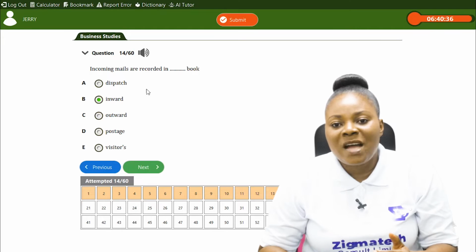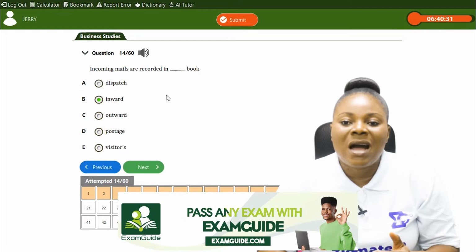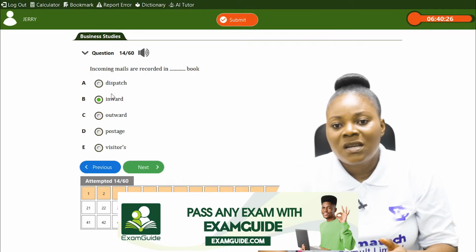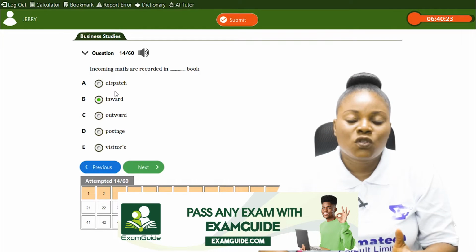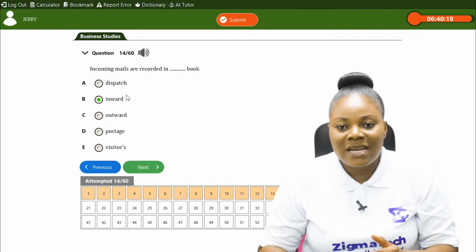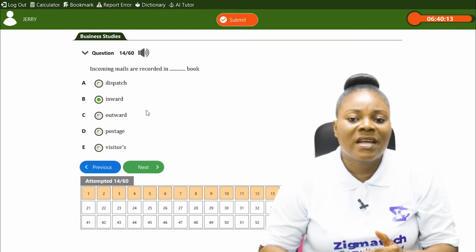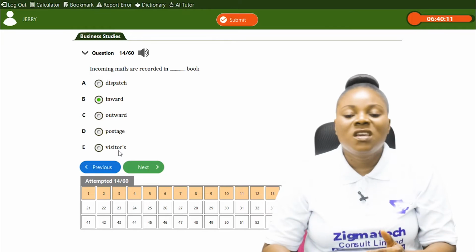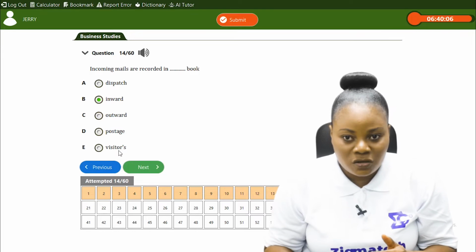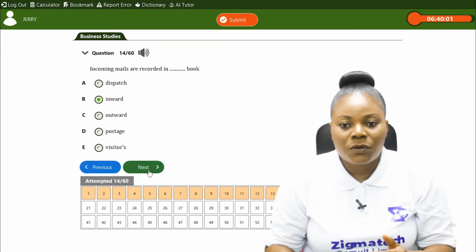The dispatch book, inward book, outward book, and postage book are referred to as correspondence records. We have 4 correspondence records. That means records that are used to keep track of mails, either brought into the organization or sent out. So dispatch, mail inward, mail outward, and the postage book are the 4 correspondence records, while the visitors book is one of the books handled by a receptionist in an organization. So the right answer here is option B, the mail inward book.